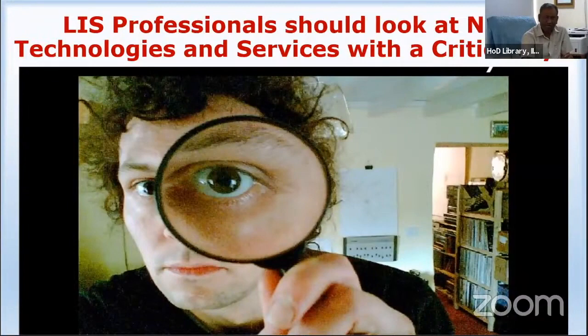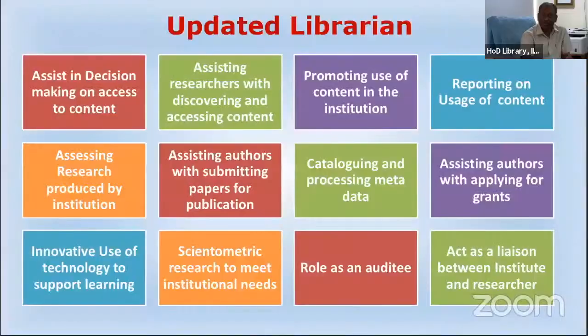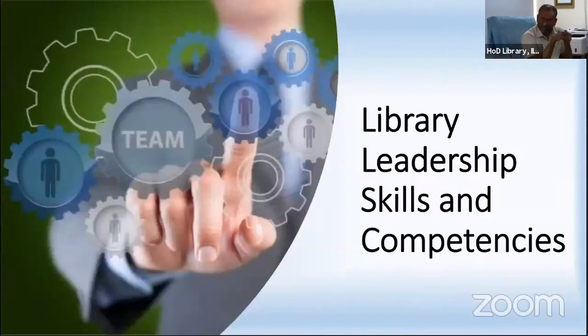If you have some technology, you should not simply believe in that technology. You should critically look into it. Only then can you rely on it and make proper use of it. Then I discussed an updated librarian. An updated librarian is really a competent librarian, whether as a librarian, an academician, or an administrator. An updated librarian can assist in different decision making and in different roles, as you can see on the screen. Then other library leadership skills and competencies may be divided into many groups.